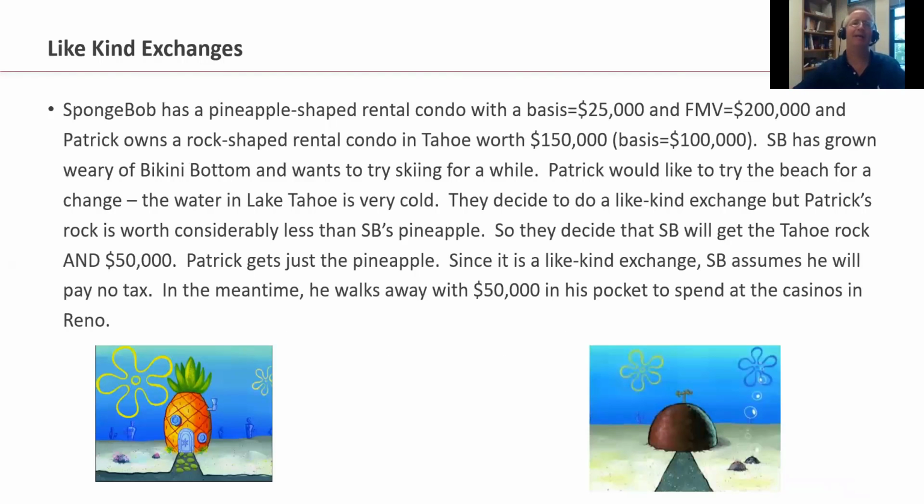Okay. So SpongeBob has a pineapple-shaped rental condo. Basis 25,000, fair market value 200,000. Patrick owns a rock-shaped rental condo in Tahoe. Its fair market value is 150,000. His basis is 100,000. So these are both rentals. They've both decided they want to change, so they're going to exchange the two of them with each other, but they're going to continue to use them as rental properties. When SpongeBob looks at this, he says, well, wait a second. If I'm going to exchange this, why am I going to give you something worth 200,000 for something worth 150,000?